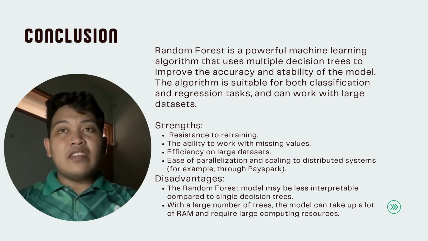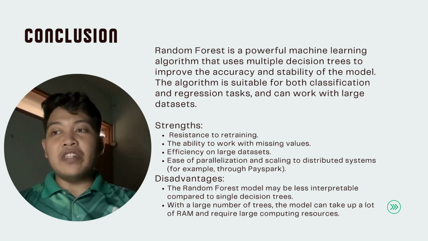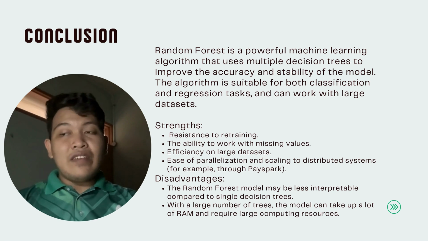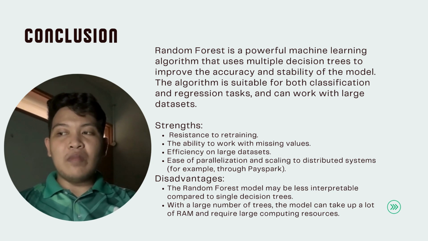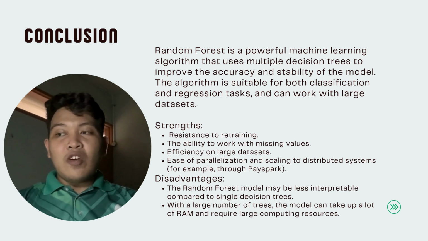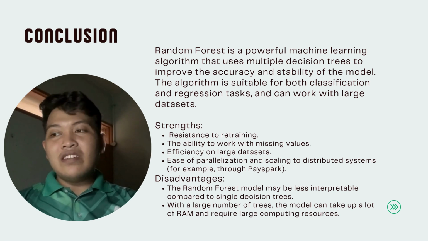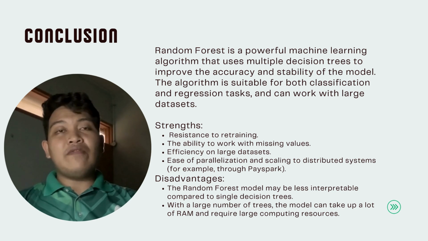The strengths are resistance to overfitting, the ability to work with missing data, and efficiency on large datasets. And we mostly have two disadvantages. That is, the random forest model may be less interpretable compared to a single decision tree. And the second one is the large number of trees. The model can take up a lot of RAM and require large computing resources. So these are the strengths and disadvantages.